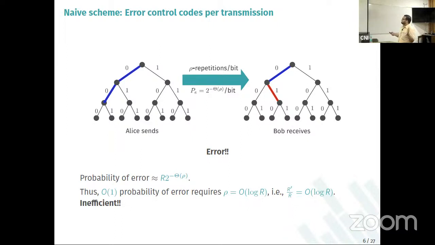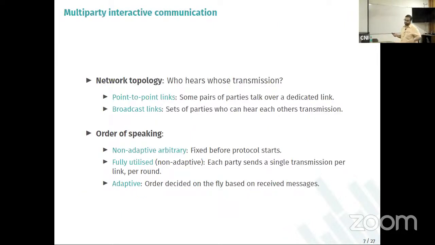Okay, so now let us actually go into the setting that we study, that is the multi-party setting. When you go from two-party to multi-party, there are two things to take care of. The first one is, in the two-party setting, Alice and Bob are hearing each other's transmission. In a multi-party setting comes the question of who hears whose transmission. Does everybody hear everybody's transmission? Generally, you model this as a network. This network could be a network of point-to-point links, that is, every pair of parties connected by a dedicated point-to-point link can hear each other's transmissions on that link. Or you could look at a network of broadcast links, where there are sets of parties who can hear each other's transmissions. The second thing to look at is what is called the order of speaking.